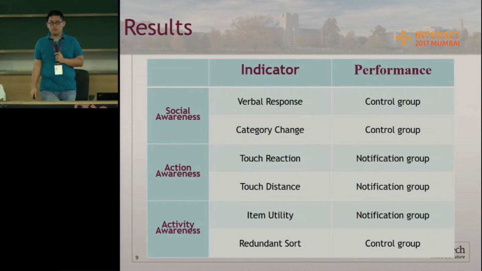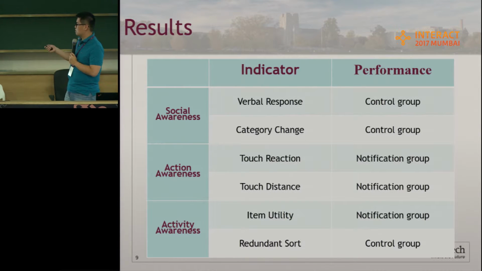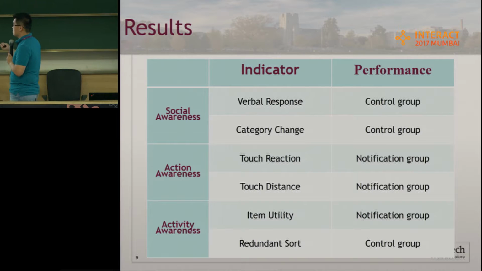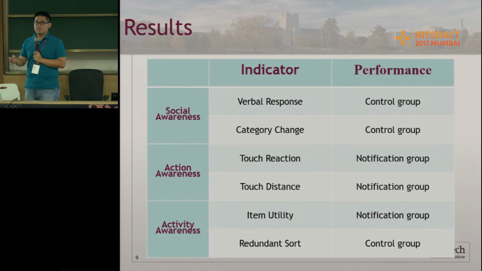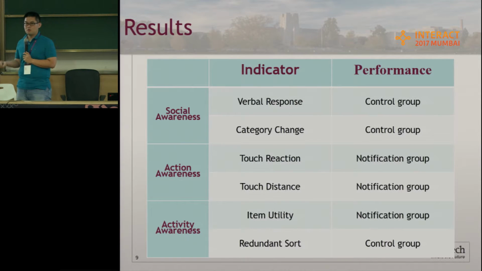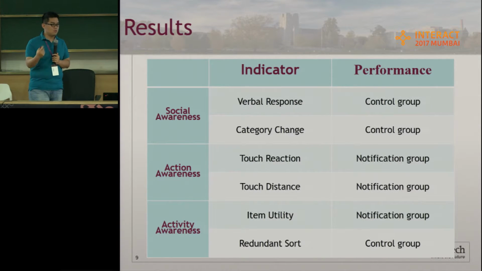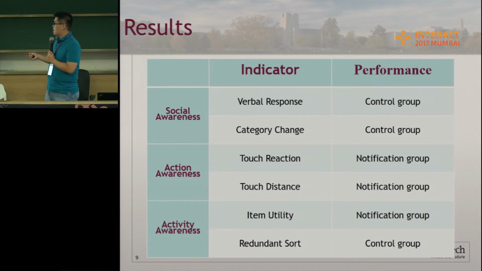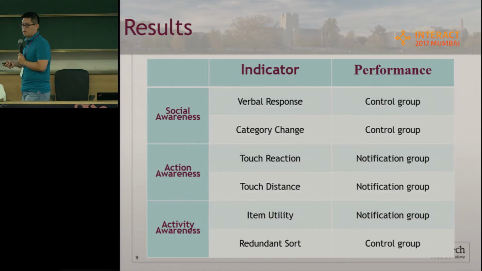For the results, we find statistical significance for each of those indicators. The control group gives significantly more verbal responses when they see others' activities. So if there is no notification, they tend to give a verbal response. Without notification, they also perform more category changes, so they actually care less about others' thoughts.